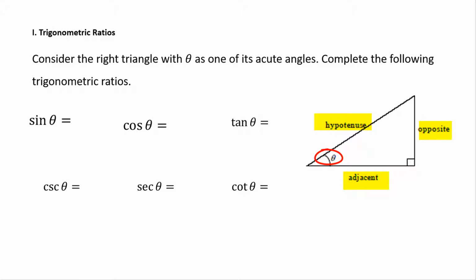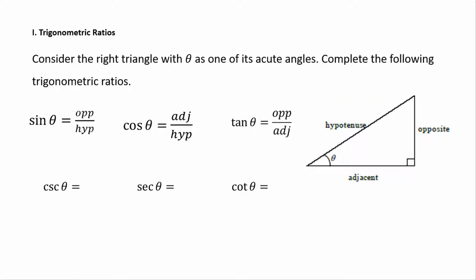We define sine theta as the opposite side over the hypotenuse side, cosine theta as the measurement of the adjacent side over the measurement of the hypotenuse side, and tangent theta is the measurement of the opposite side divided by the measurement of the adjacent side.